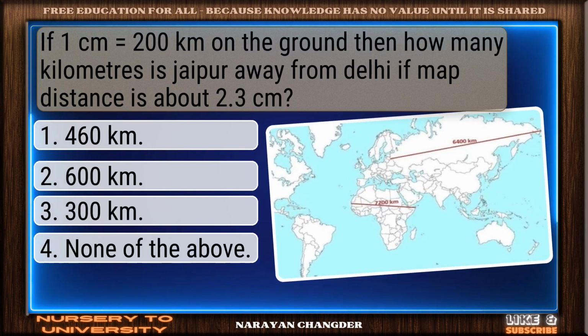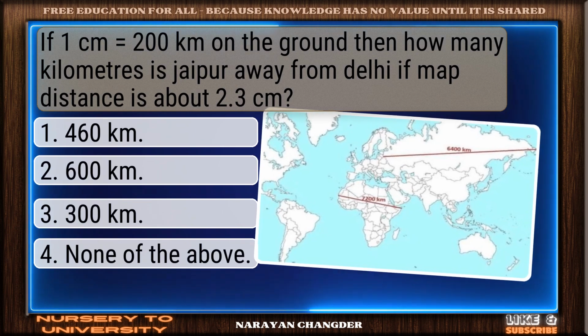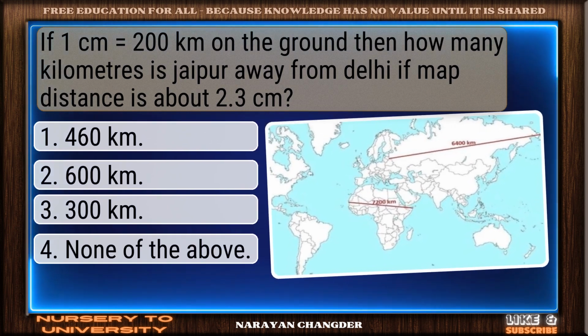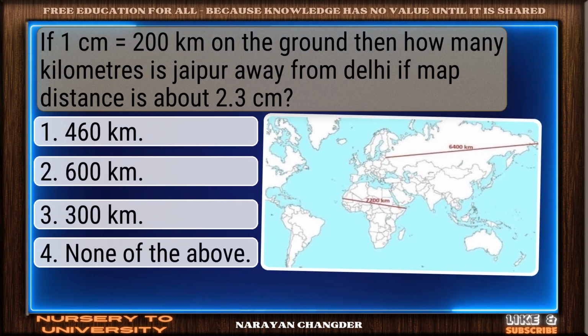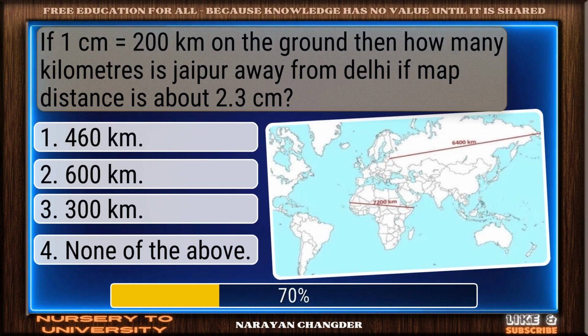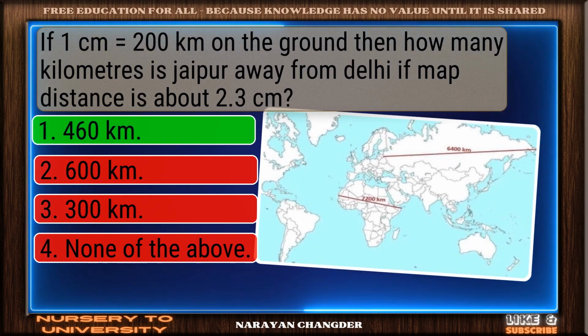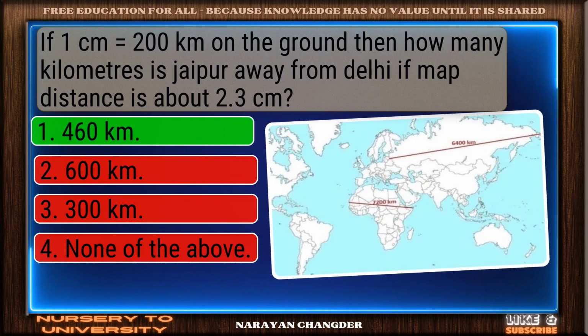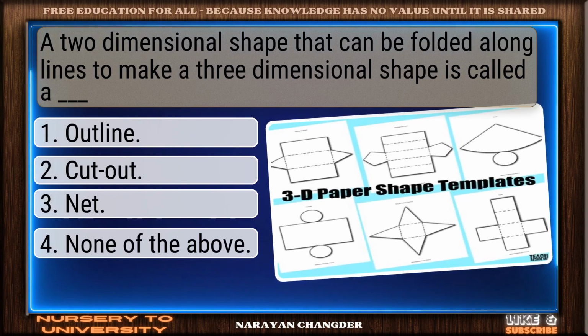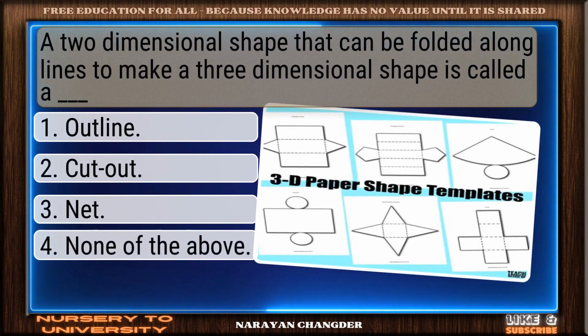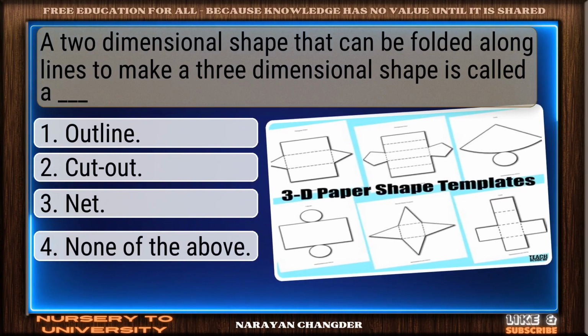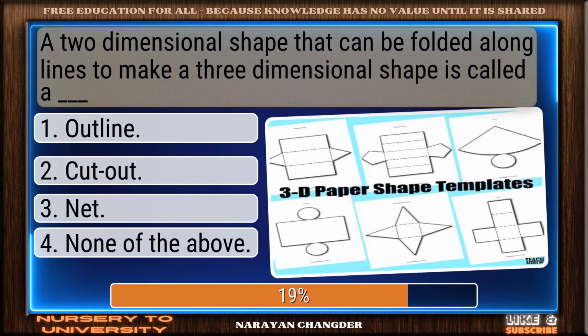If 1 cm equal to 200 kilometers on the ground, then how many kilometers is Jaipur away from Delhi if the map distance is about 2.3 cm? Exactly. 460 km makes sense and it is the right choice. A two-dimensional shape that can be folded along lines to make a three-dimensional shape is called a dash.